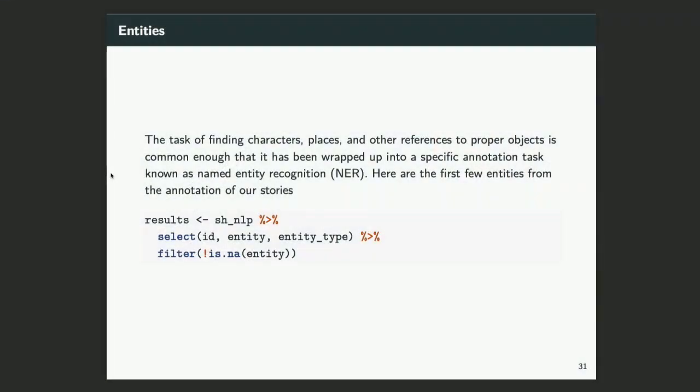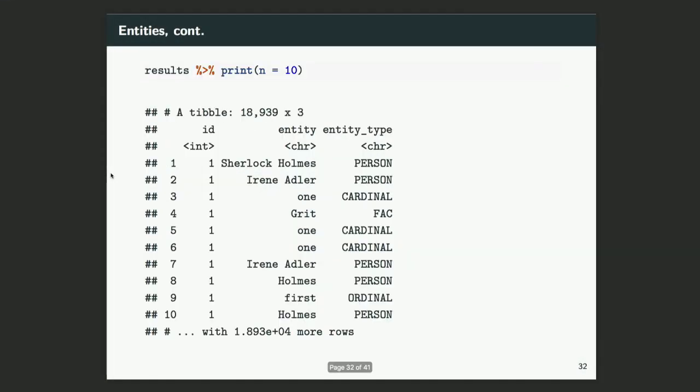So here we're just going to filter by the named entity recognition. And what we get here in our first story is we can see it identifying them by their entity type, which is great. Sherlock Holmes is a person. Irene Adler is a person. We see cardinal numbers. We also see ordinals, which is not included in this, but what I really like is it can identify locations as well. And this is helpful.